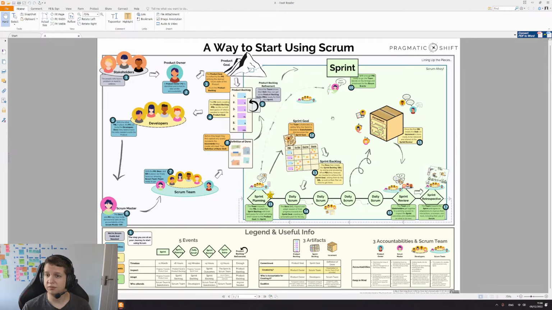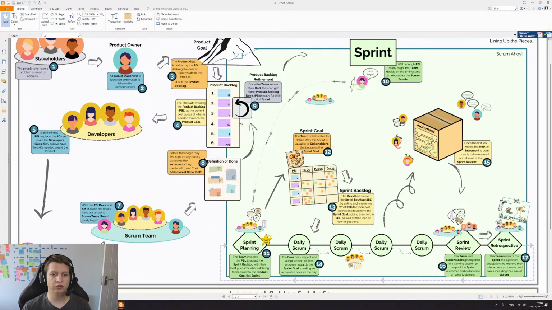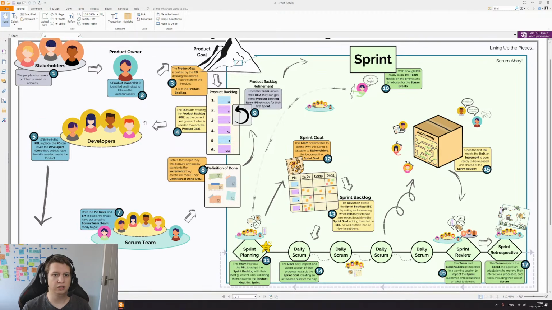Now, let's talk through it. So, how would you start using Scrum? Well, first of all, we need someone with a problem, right? Or a need that has to be resolved. And we tend to call those people the stakeholders. They're beautiful, they're amazing, we love them. And it's usually where we start.